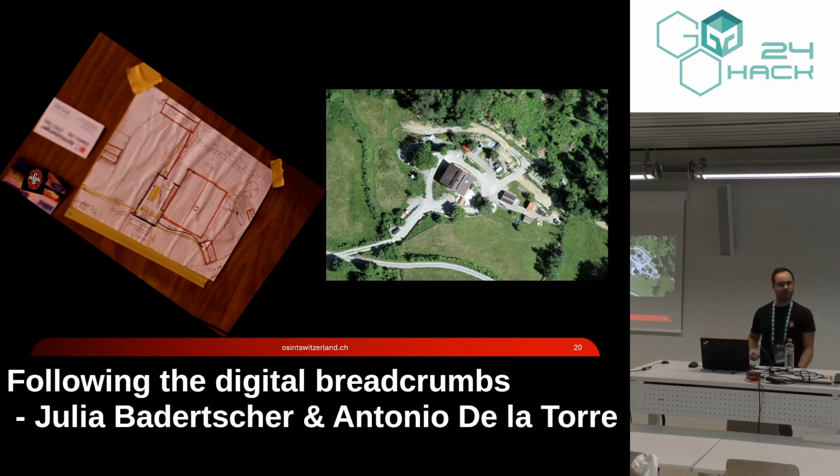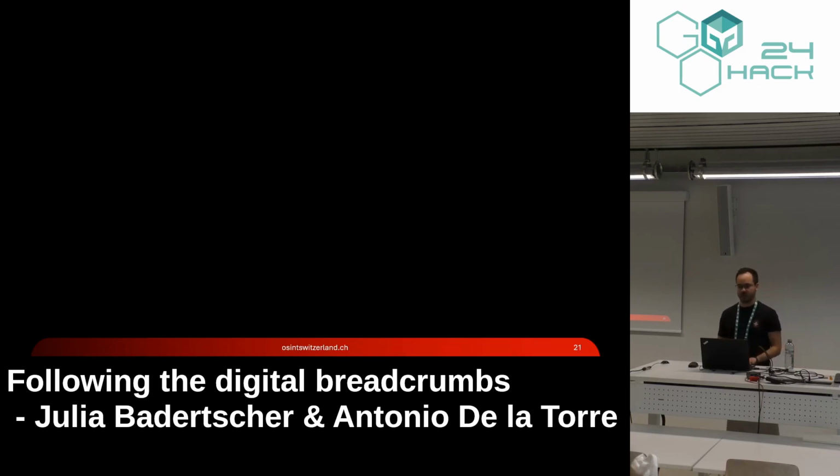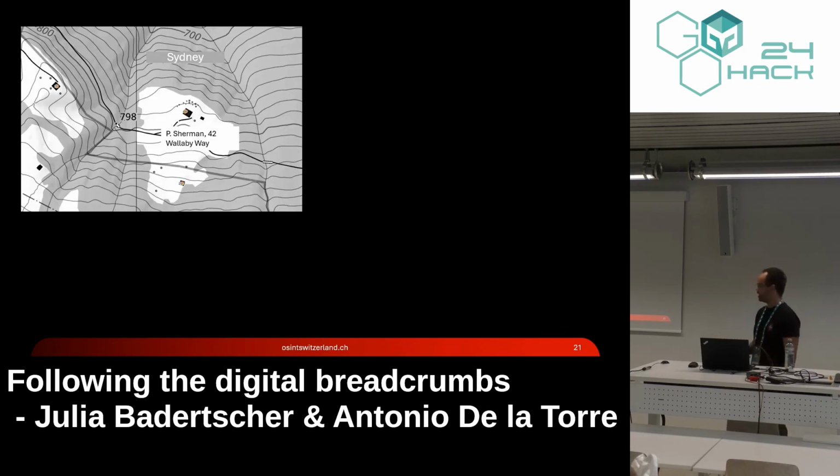Now, to avoid being victims of confirmation bias, we have to somehow verify it in a different way. So, as I said before, there's no Google Street View. So what we do is we go to the topographical maps, and then we find the actual street and the actual number of the house, and we see P. Sherman 42 Wallaby Way, Sydney, Australia.